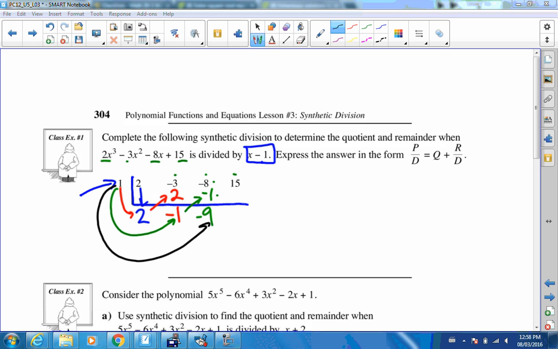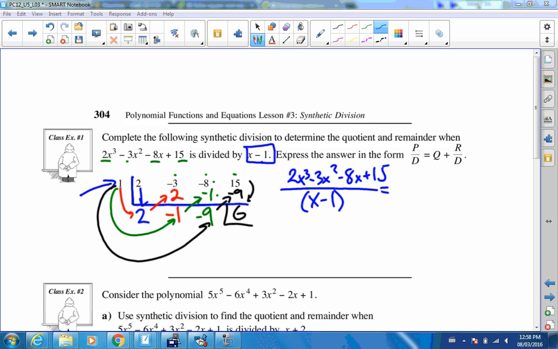1 times negative 9 is negative 9. 15 plus negative 9 is 6. That goes up there, and this adds down. 15 plus negative 9 is, in fact, 6. So this is my thing. So my polynomial, 2x cubed minus 3x squared minus 8x plus 15, divided by my divisor, sorry, x minus 1, is equal to my answer, which is all of this stuff.